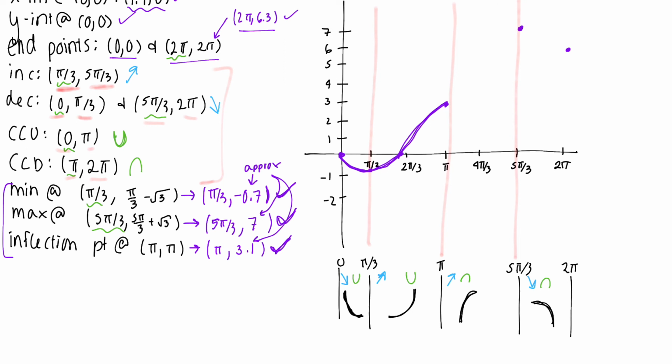oops, I got that shape wrong. So it is concave up this entire way. Then it changes to concave down. And then it's concave down this shape. So I'm sorry this one was awful, but there's the shape of this graph.